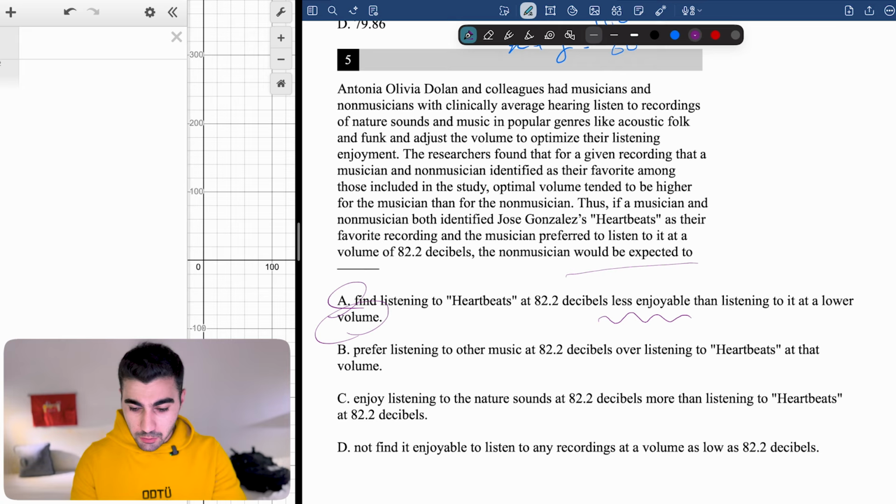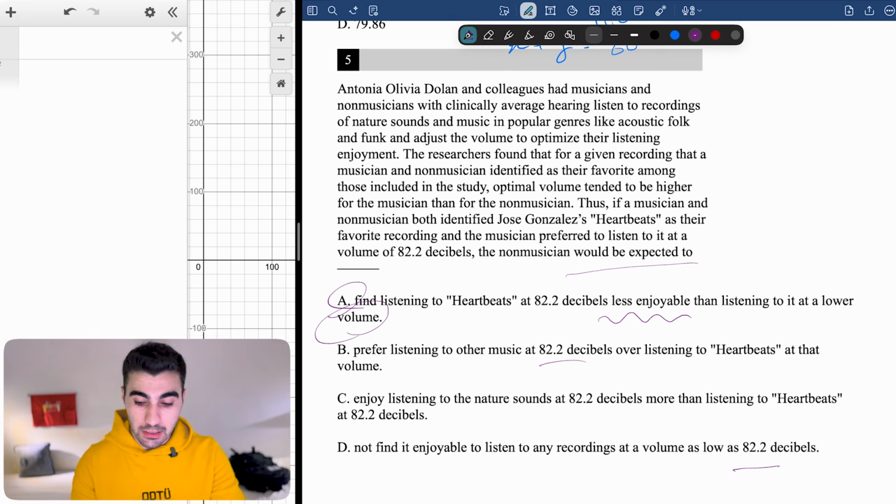Choice B, non-musicians would be expected to prefer listening to other musics at 82.2 decibels over listening to Heartbeats. We can't say this. C is enjoy listening to the nature sounds. We can't conclude that. Not find it enjoyable to listen to any recordings at a volume as low as this. This is also not correct. A is the most correct answer.